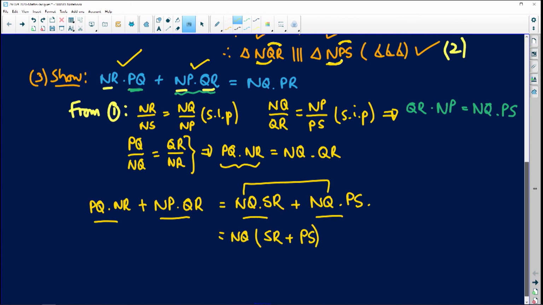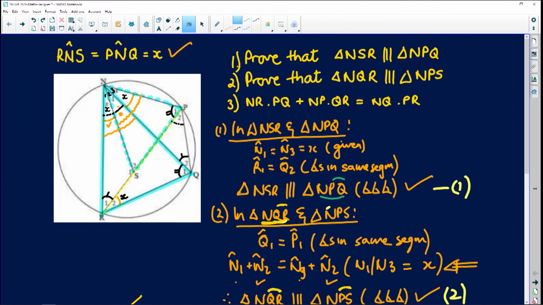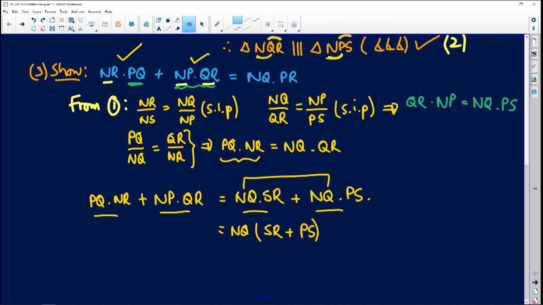Now, if I go to my diagram, SR plus PS is nothing else but PR. So this whole side there, I can substitute with a PR. And that is what they wanted me to prove.